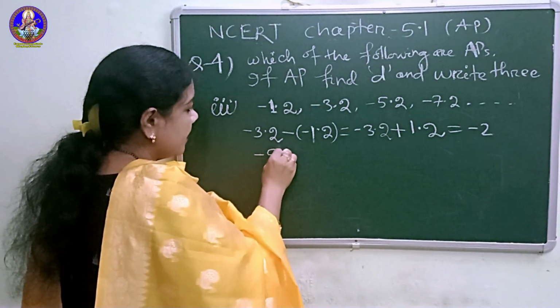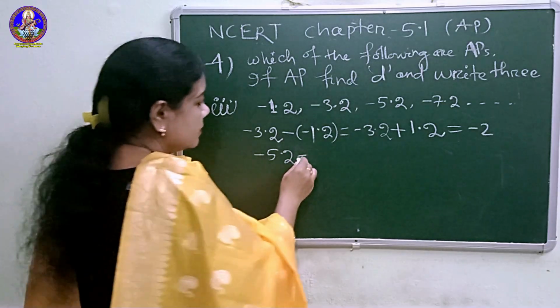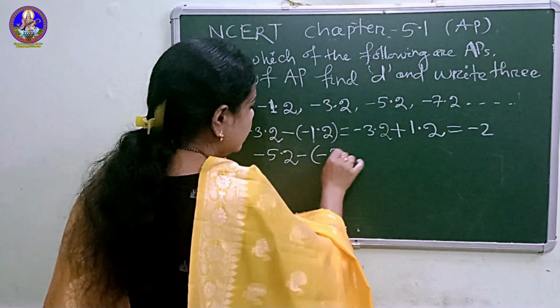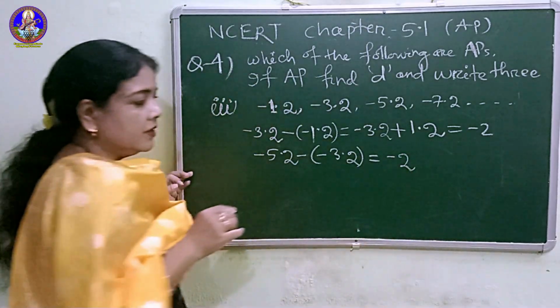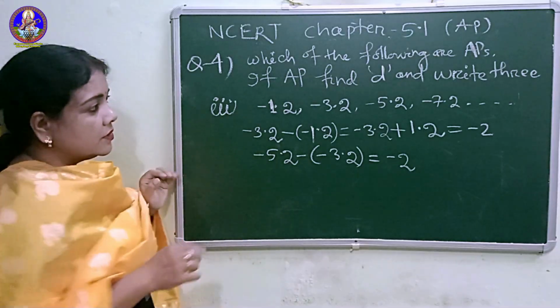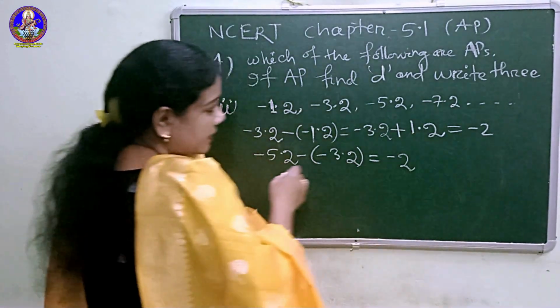That is minus 5.2 minus of minus 3.2. That is also coming minus 2. So the common difference is minus 2. So next, what are we getting here?